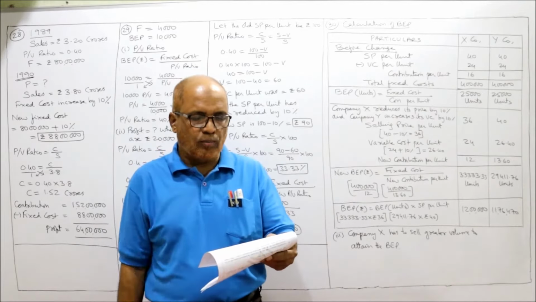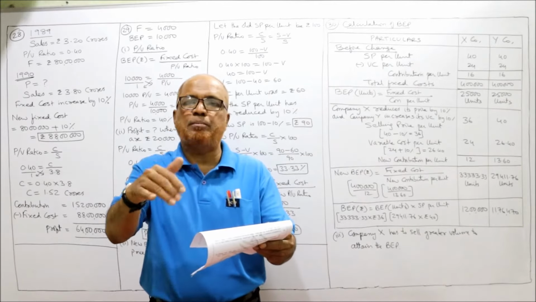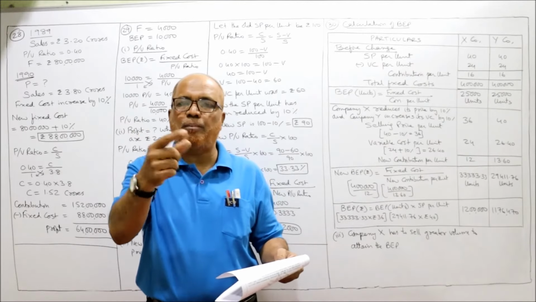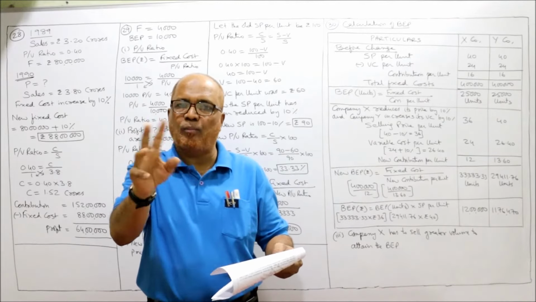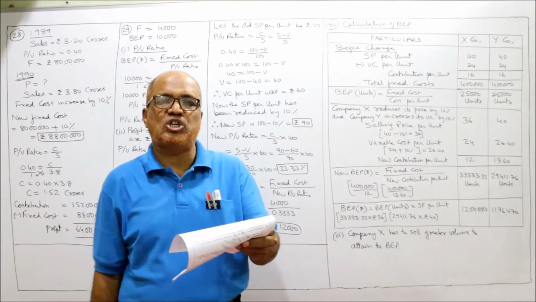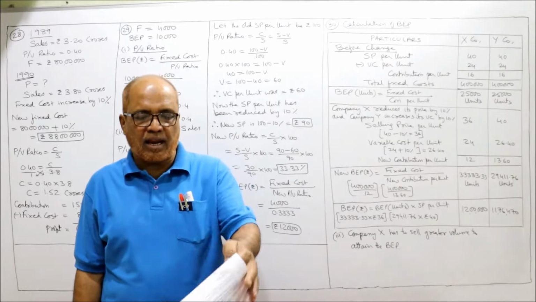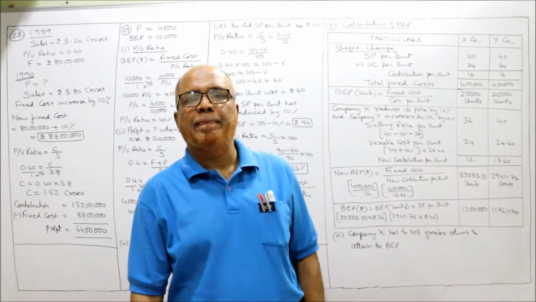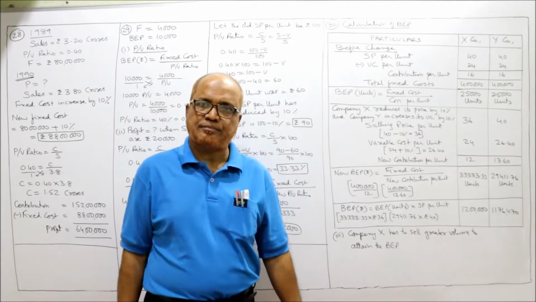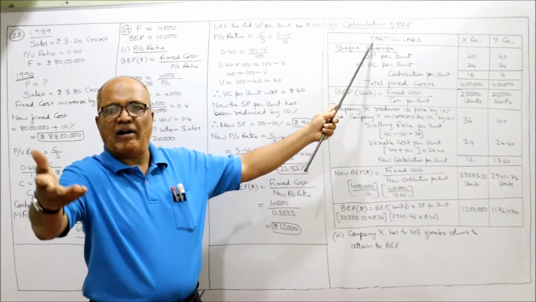Now it is asking you to compute the break-even point before the change in price and cost. What is the BEP before the change in price and cost? We have to find out for both the companies. Then compute the break-even point after the change in price and cost. Then which company must sell greater volume to break even? This is the problem. Now we calculate the BEP before change and after change.